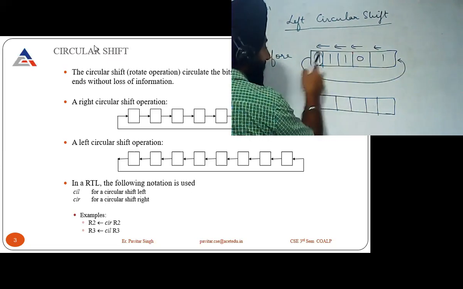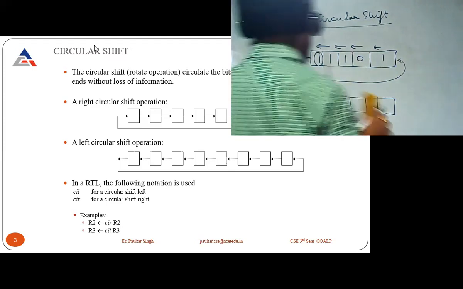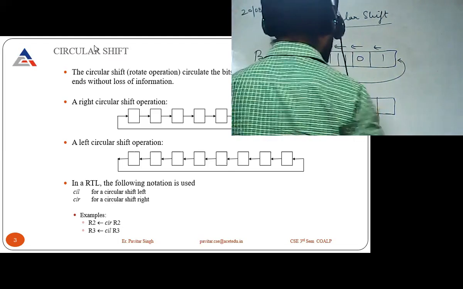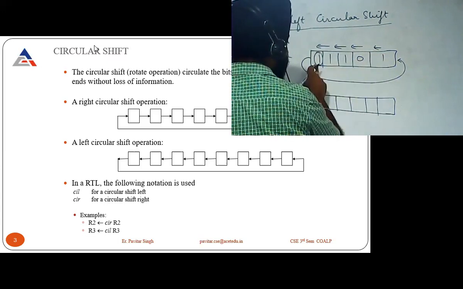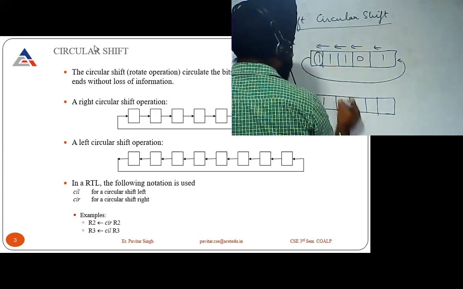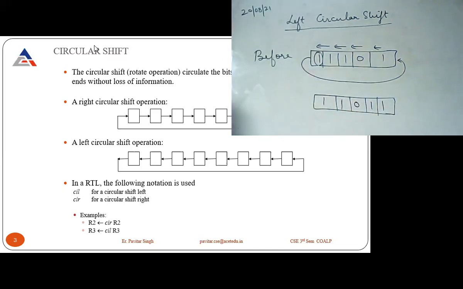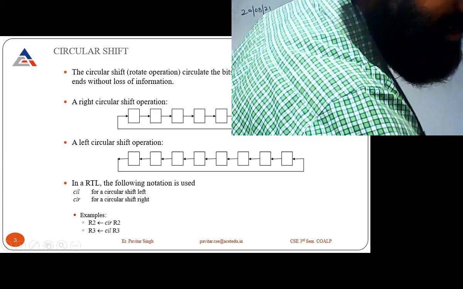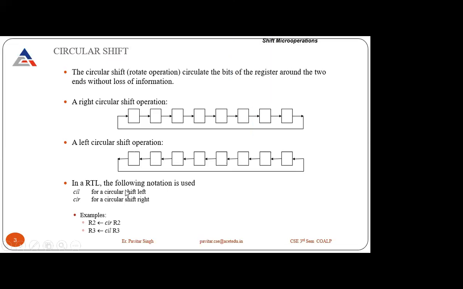First of all, the bits will be shifted to the left hand side. So here you will get 1 1 0 1 1. I hope the concept is clear. Left circular shift, right?